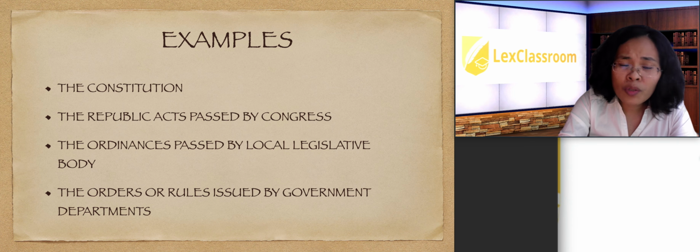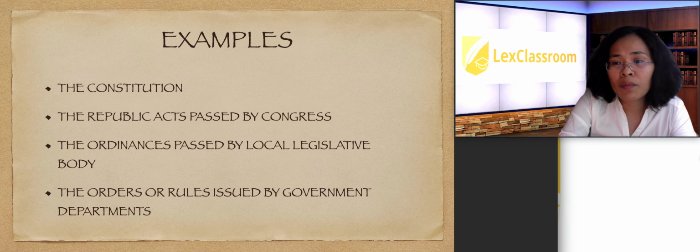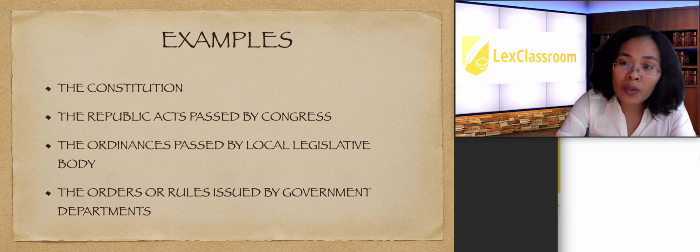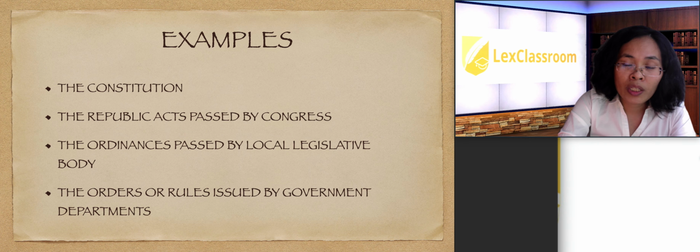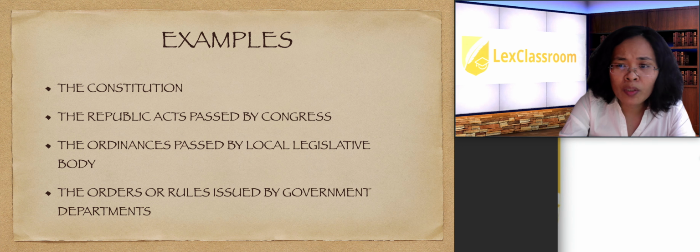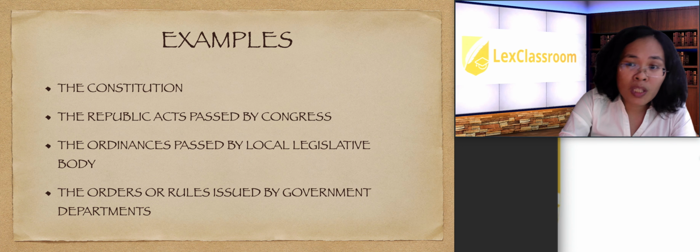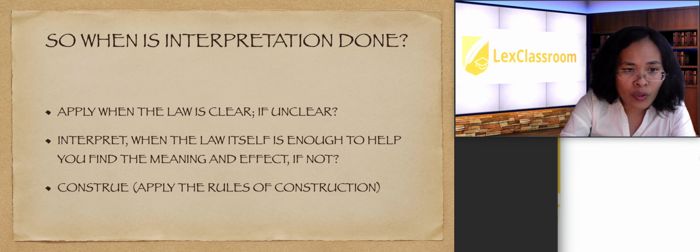So it could also be orders or rules issued by government departments. Example, the rules on appeal as issued by the DOJ or the Department of Justice. Also the HLURB rules of procedure, and also the NLRC or the National Labor Relations Commission rules of procedure. So these are examples of statutes that could be subject to statutory construction.